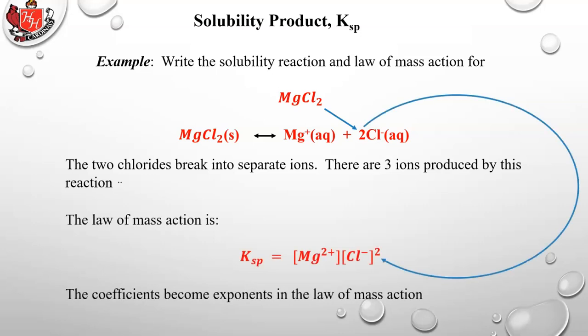So the law of mass action for that is the Mg2+ concentration times the Cl- concentration, and you square that because the coefficient in front of Cl is a 2. The coefficients become exponents in the law of mass action.